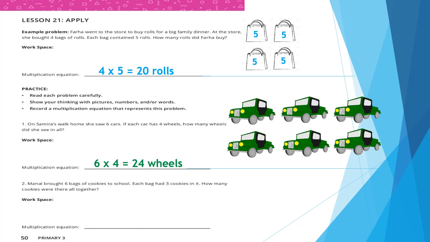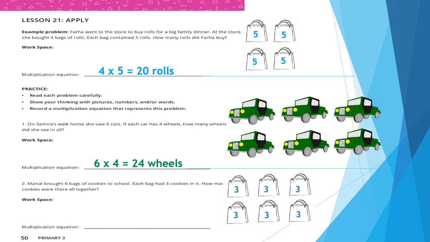Number 2: Manal brought 6 bags of cookies to school. Each bag had 3 cookies in it. How many cookies were there all together? So we will draw 6 bags, and each bag contains 3 cookies. So 3 here is repeated how many times? 6 times. So it's 6 times 3 equals 18 cookies, because he is asking me how many cookies.